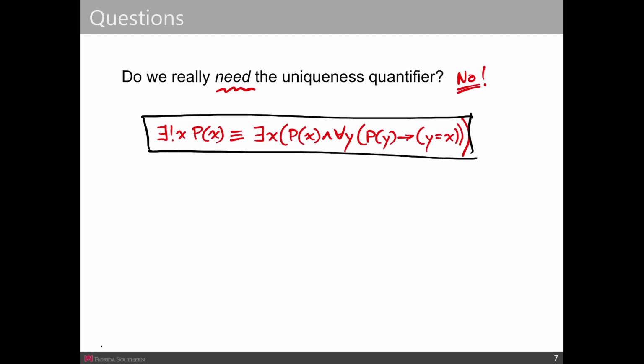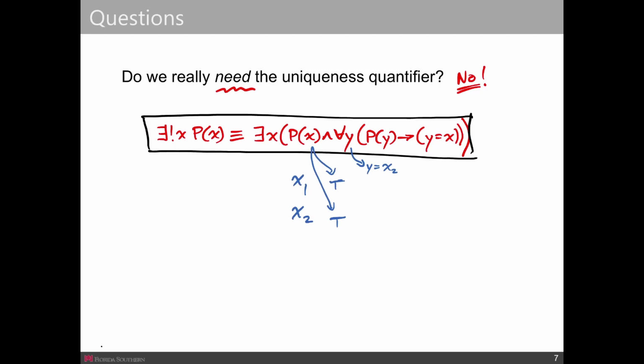Not only does p at x need to be true, but we can use a conjunction and say for all values of y, where the domains of x and y are the same, if p at y is true, the only explanation is that y equals x. Think about a case where p had two solutions, x1 and x2. x1 would make p true, x2 would make p true. But when we do the universal quantifier on y, eventually y will end up being x2, right?